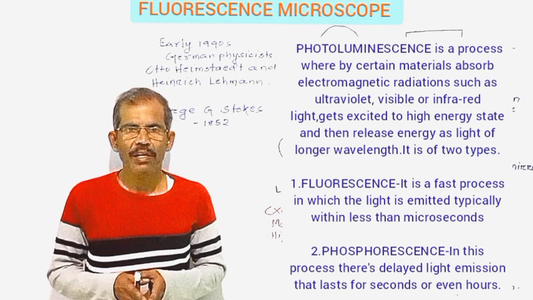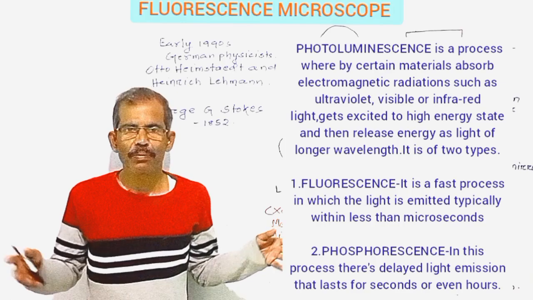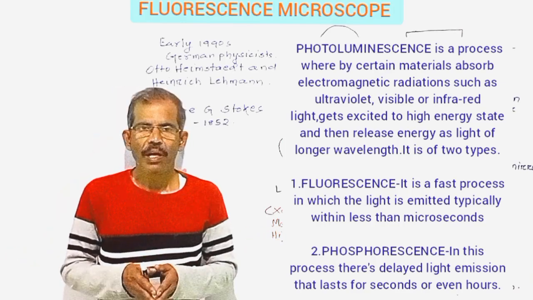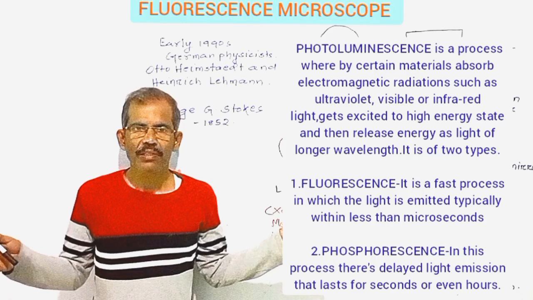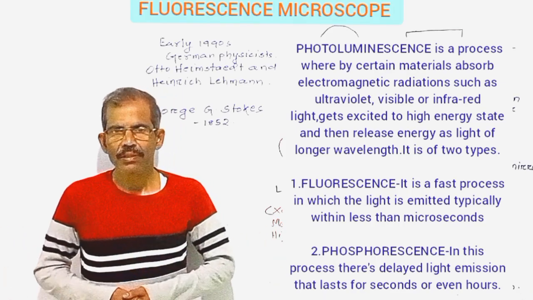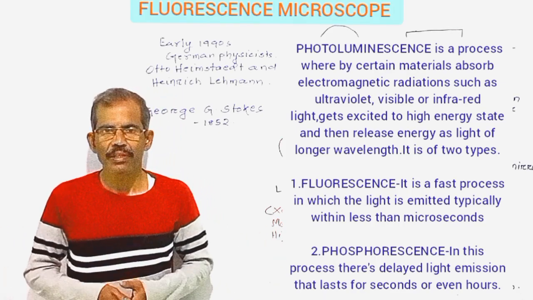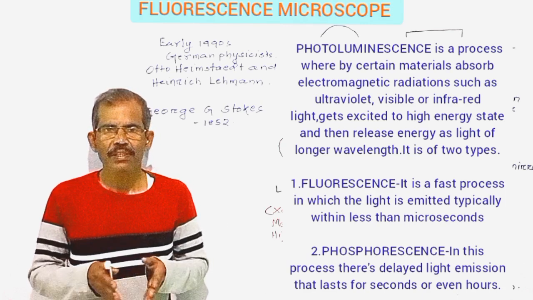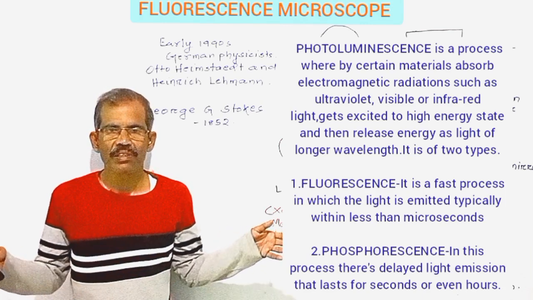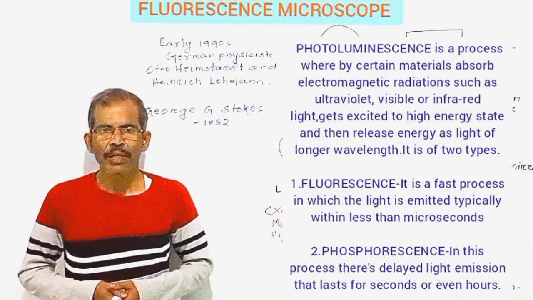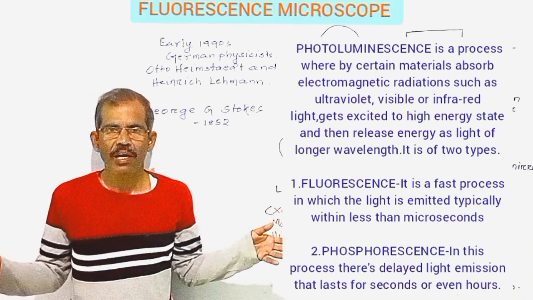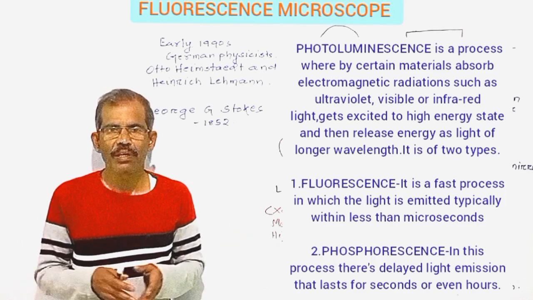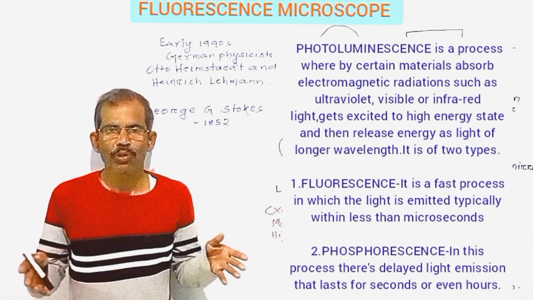As these high energy electrons are unstable, they return to the ground state. During this relaxation process, some energy is lost as heat and the remaining is released as light whose wavelength is longer and energy is lower than the light absorbed.